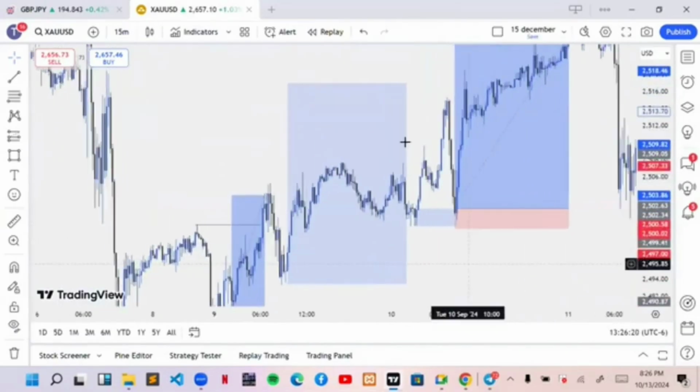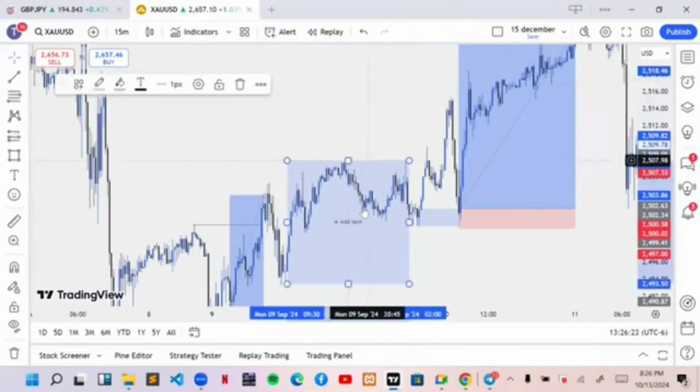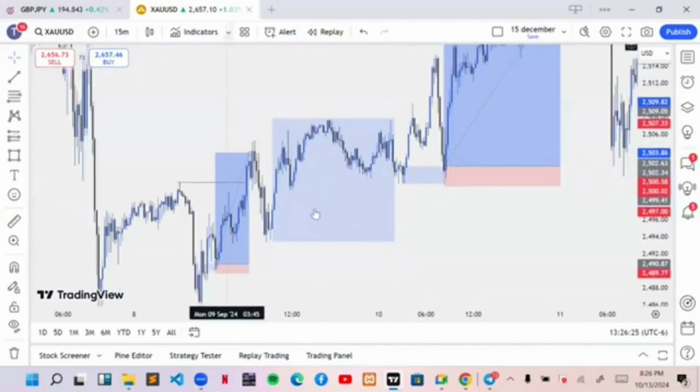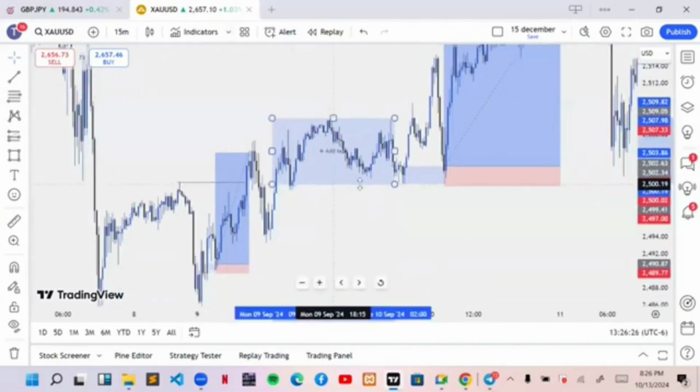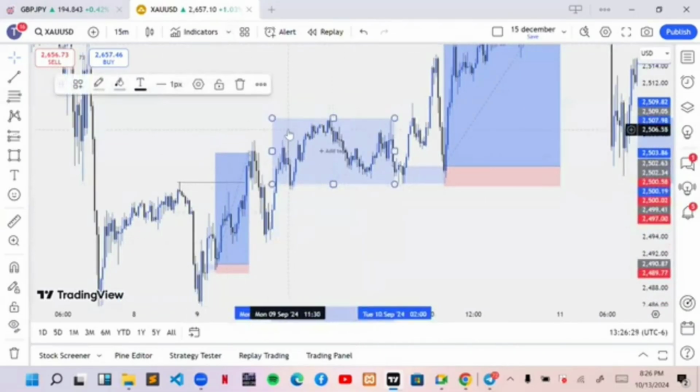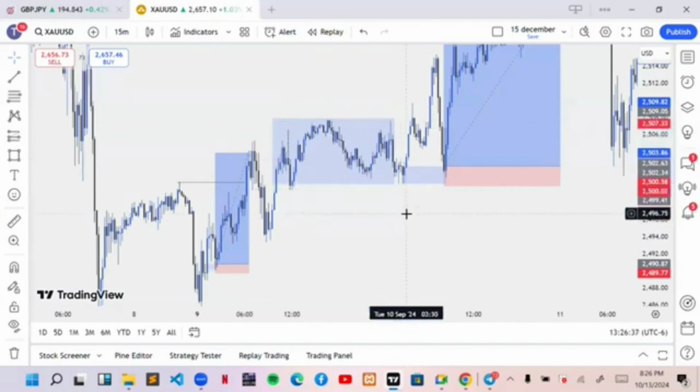Well, it's not really clear, but this is the consolidation right here. You can see markets moving from there, here. This is the consolidation from this resistance level down to this support zone, from this resistance level down to this support zone, from this resistance level down to this. So this is what a consolidation is.